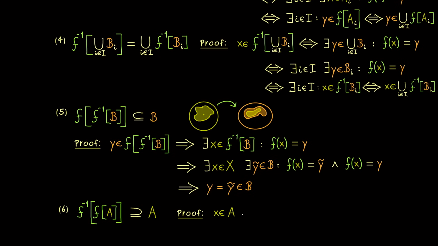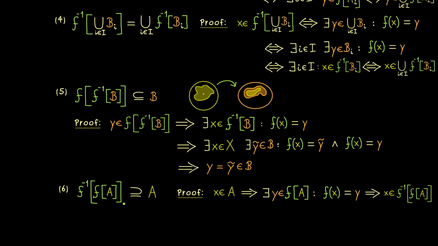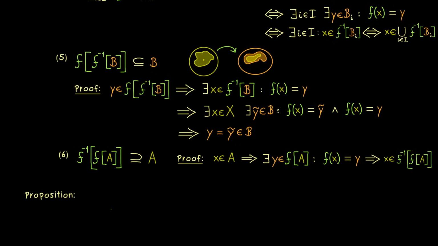So we start with x in A, and then we want to show it also lies in this preimage. But this is quite simple because by the definition of a function, we know that there exists a y in the image such that f of x is equal to y. However, this immediately means by definition that this x lies in the pre-image of f of A. So there was not much to do here, and please also check that in general we don't have the other subset relation. Okay, so this was a lot of preliminary work, but now we can finally go back to topology.